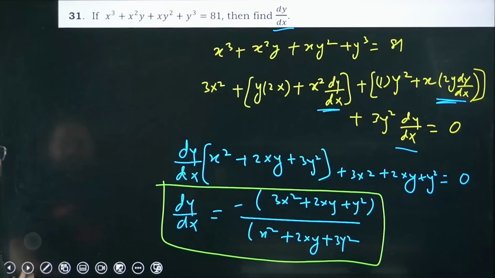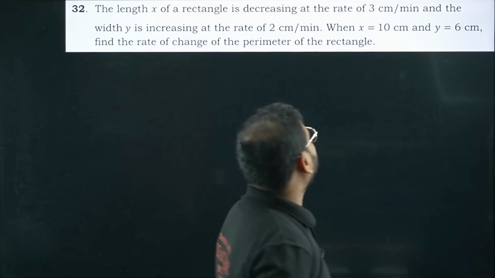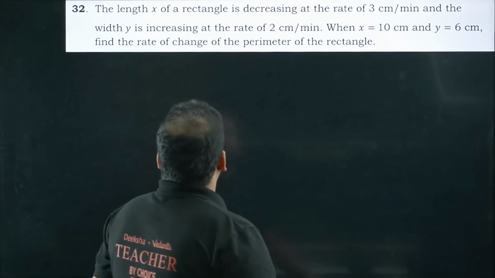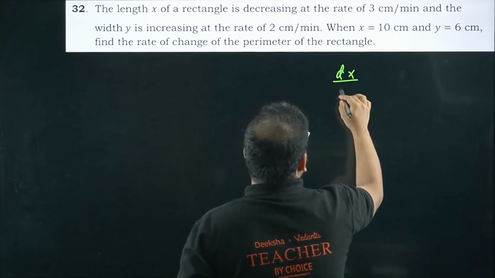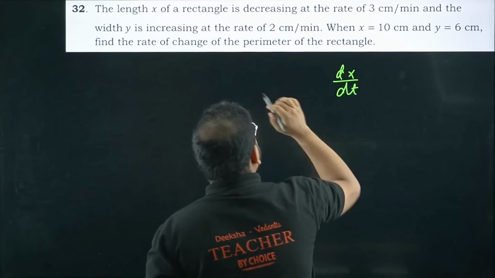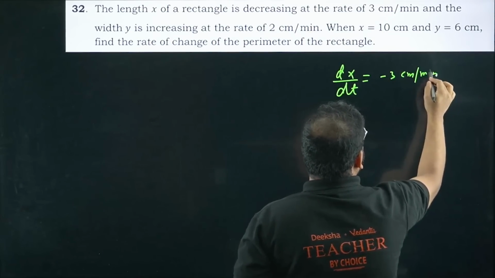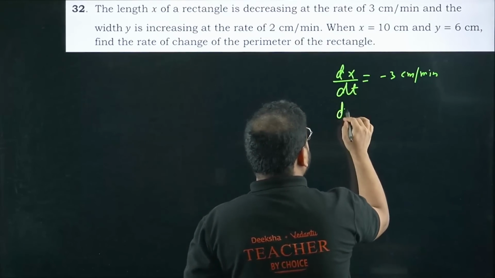Okay, 32 now. The length x of a rectangle is decreasing at the rate of 3 cm per minute. Length is decreasing, right? So we'll write here dx by dt. Time is already given. Decreasing means negative, so minus 3 cm per minute. And the width is increasing, so dy by dt is increasing, so positive.